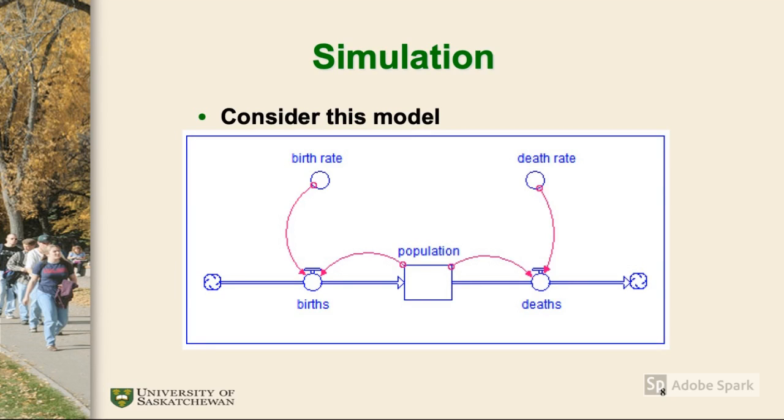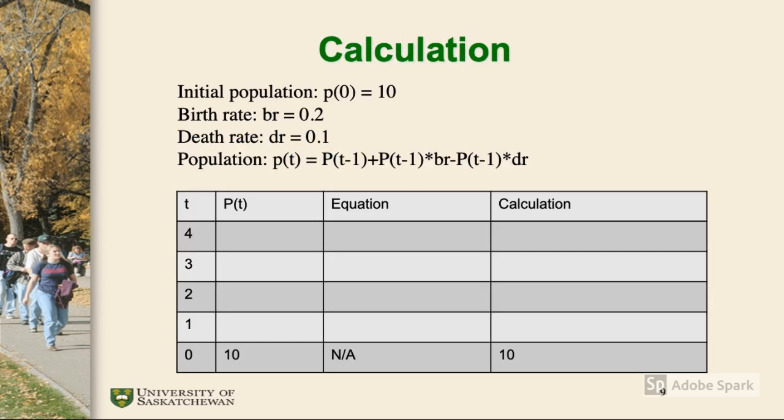Now let's talk about the simulation and calculation. So let's consider this model where we have a stock representing the Earth's population, an inflow and an outflow representing birth and death, and two parameters that are birth rate and death rate. Similar to mathematical induction, you start with the stock's initial value and you build up the values by adding all the inflows and subtracting all the outflows from the stock and iterate the process.